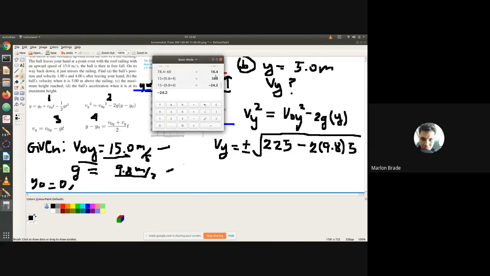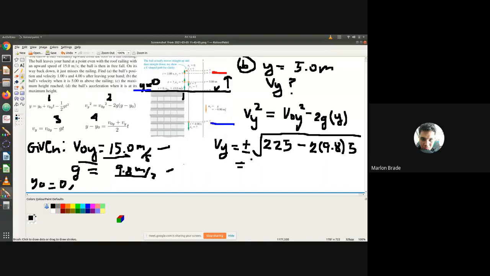So, let's solve it. We have 225 minus 2 times 9.8 times 5. Okay, so this is 127. The square root of 127 is 11.27. So this equals positive or negative 11.27 meter per second.